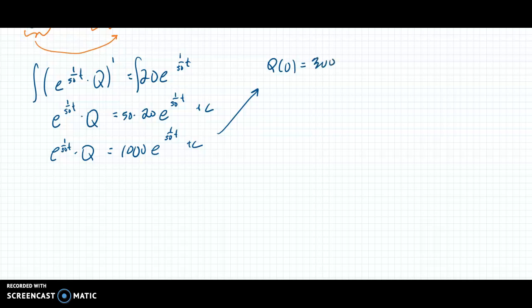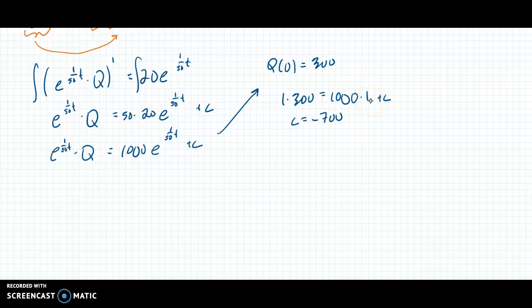So what that gives me is, right here I have an e to the 0, so that's 1. So I get 1 times q, that's that 300 right there. So 1 times 300 equals 1,000 times e to the 0, which is going to be 1, plus a constant. So really I've got 300 equals 1,000 plus c. So that means that c is 300 minus 1,000, so negative 700.